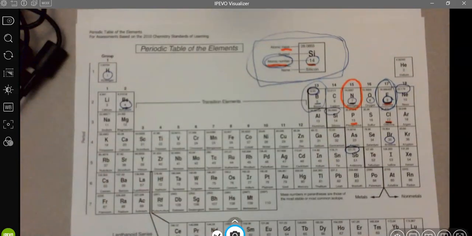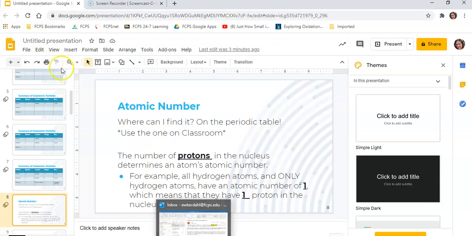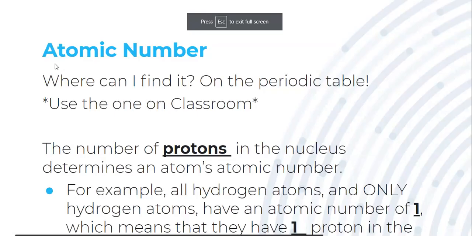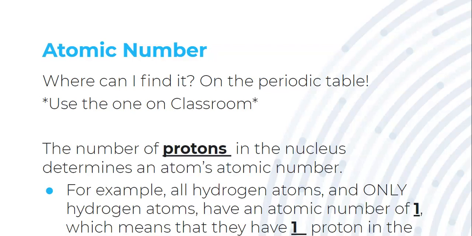So let's talk about what that means. That means that all hydrogen atoms and only hydrogen atoms have an atomic number of 1, which means they have 1 proton in their nucleus. So the number of protons in the nucleus is what determines an atom's atomic number. And that will never change for an atom. So if I told you that I had an atom of hydrogen with 2 protons, you would tell me that I was wrong.